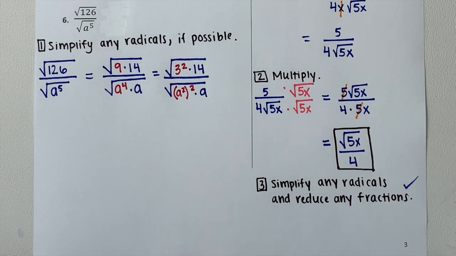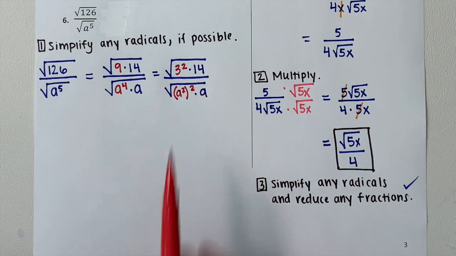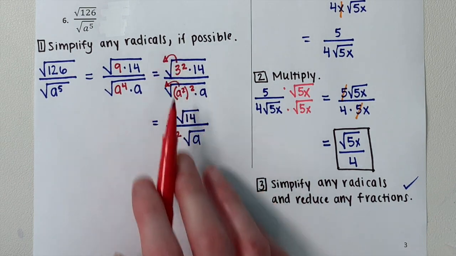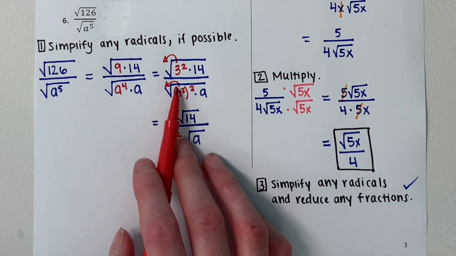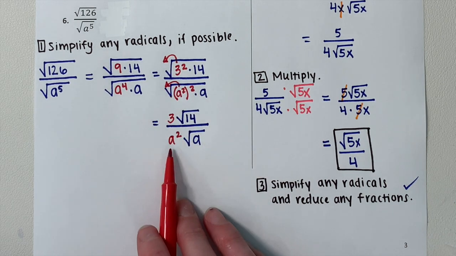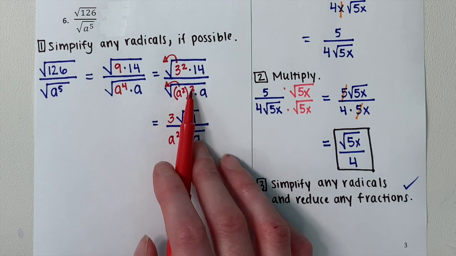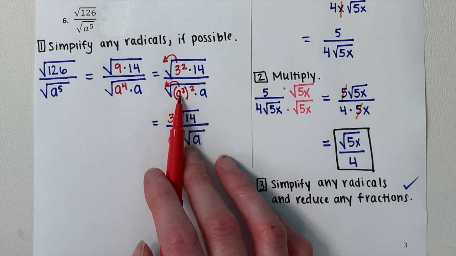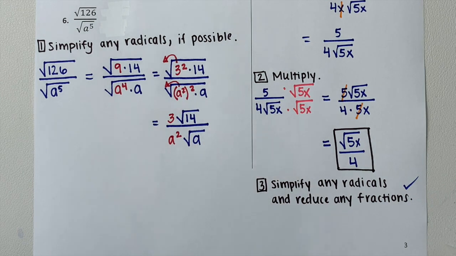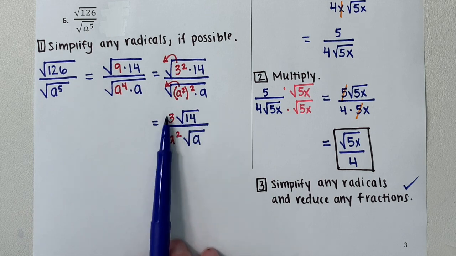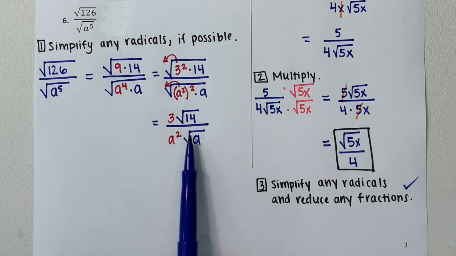Now, anything underneath the radical that has a 2 for an exponent can be pulled out of the radical. So in the numerator, I pulled the 3 out of the radical, and in the denominator, I pulled the a squared out of the radical. And remember, the square root cancels this exponent too, leaving us with just a squared. Now we've completed step 1. We've simplified the radical in the numerator, and we've simplified the radical in the denominator.